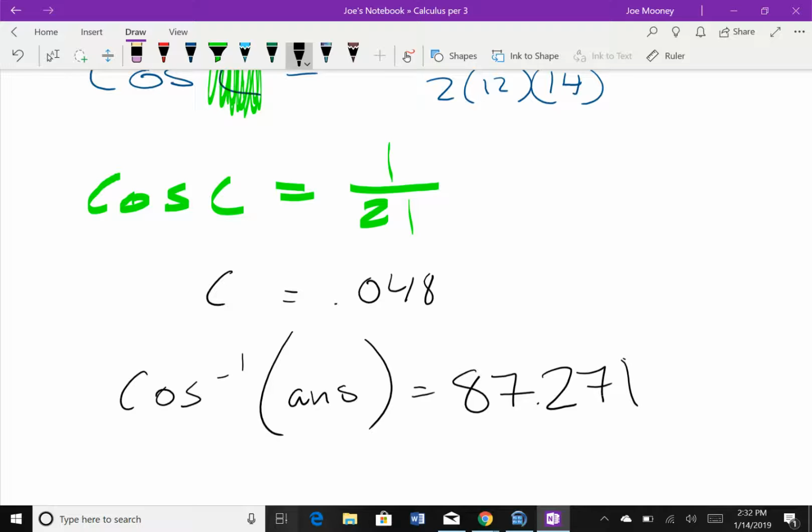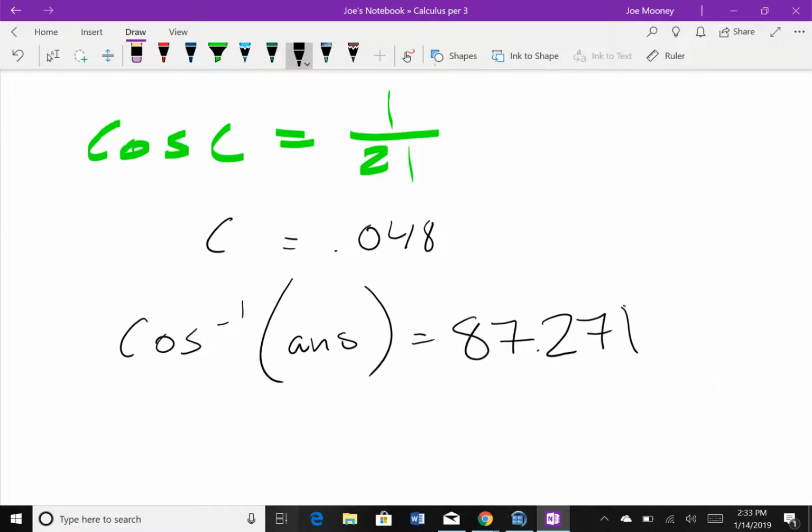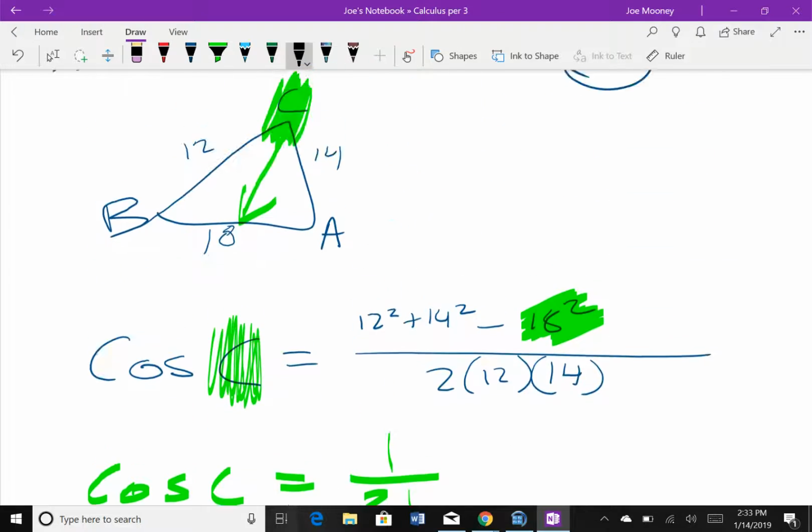Anytime you want to find the angle, remember at the beginning of the trig unit, the secret to trig is knowing what's a side ratio and what's an angle. So we're going for the angle. We want the inverse cosine. Remember your Geometry 1, cosine is SOHCAHTOA, cosine is adjacent over hypotenuse. So now we know our angle C is 87.271.